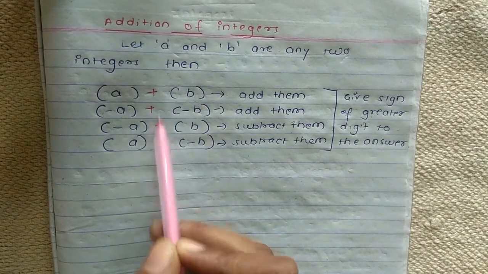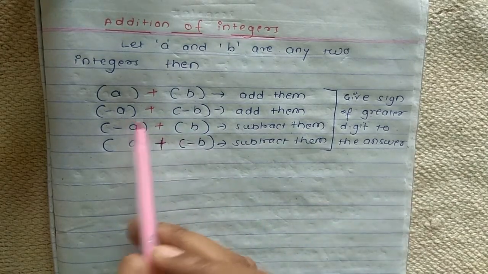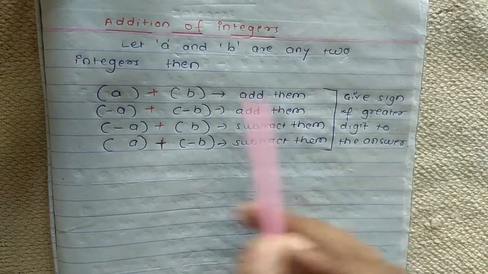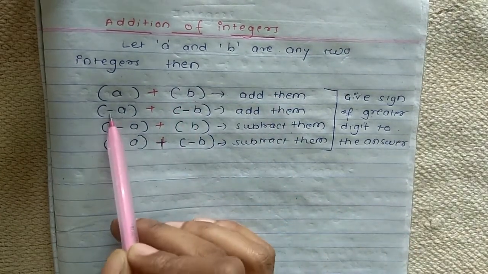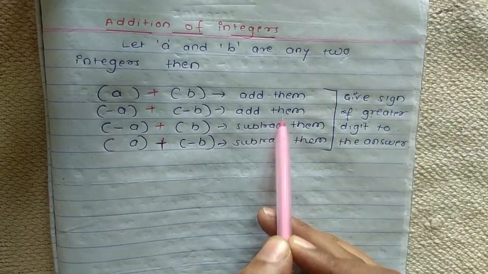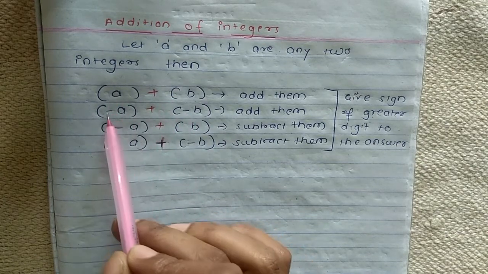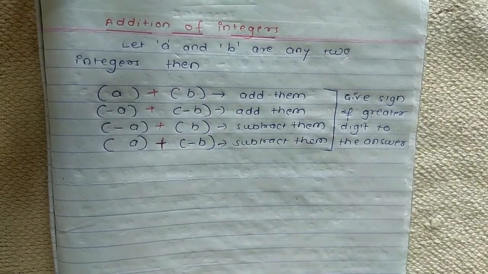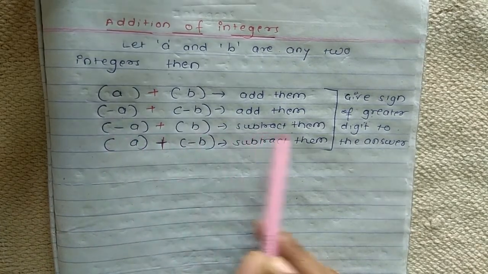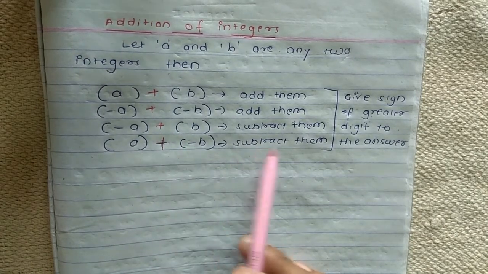So addition is given, sum is given, but it is not necessary that you have to add only. You can see here both have the same sign, both are positive, then you have to add them. Next, suppose both are negative, it means both have the same sign, then also you have to add. So from these two examples you can see that if both integers have the same sign, you have to add them. Next, suppose one is negative, one is positive, then you have to subtract them. One is positive and the second one is negative, then also you have to subtract.